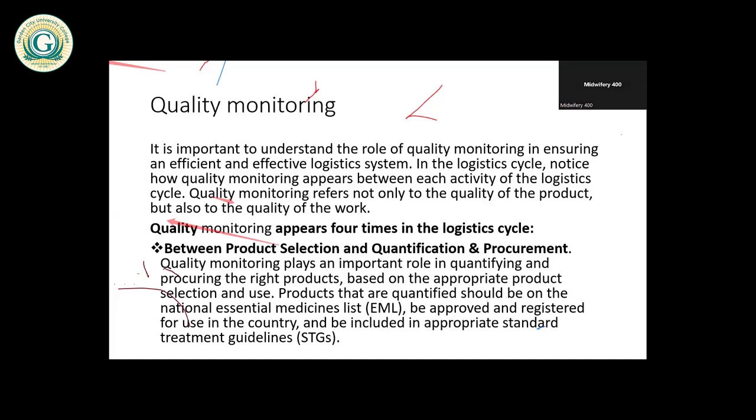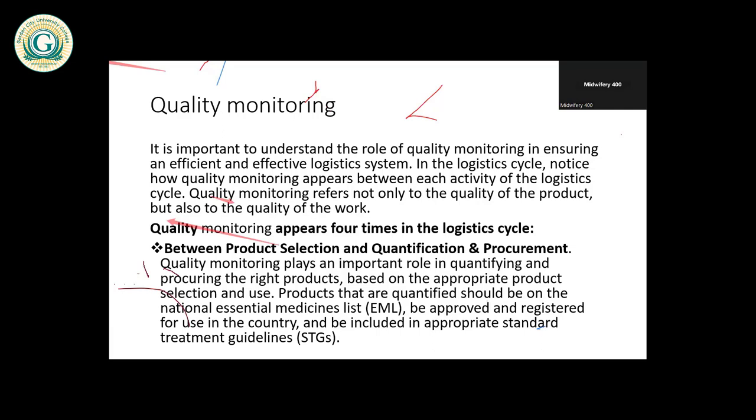Between product selection and quantification and procurement, quality monitoring plays an important role. So we need to know how much are we buying? What product are we buying? And then how much are we buying?